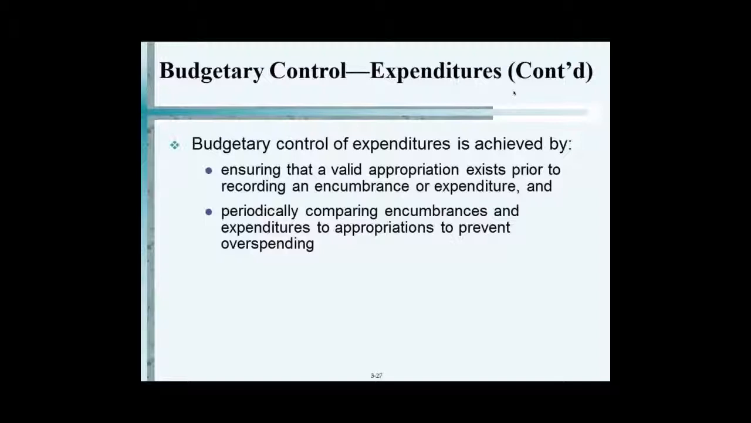So at the end of the year, when I look at my picture on what I have spent, do I just look at the expenditures only? No, I look at the expenditures plus what I have committed, which are my encumbrances, because those are purchase orders that I've sent out.